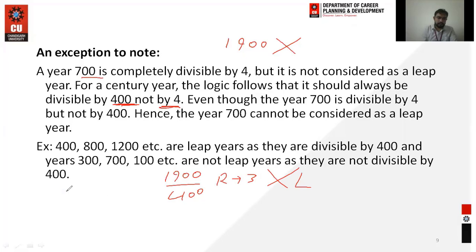But when I divide 1600 by 400, I will get a remainder of 0. So yes, this will be a leap year. So in case of centuries, we divide it by 400, and in case of ordinary years, we divide it by 4. So this is the way to find out whether a particular year is a leap year or a non-leap year.